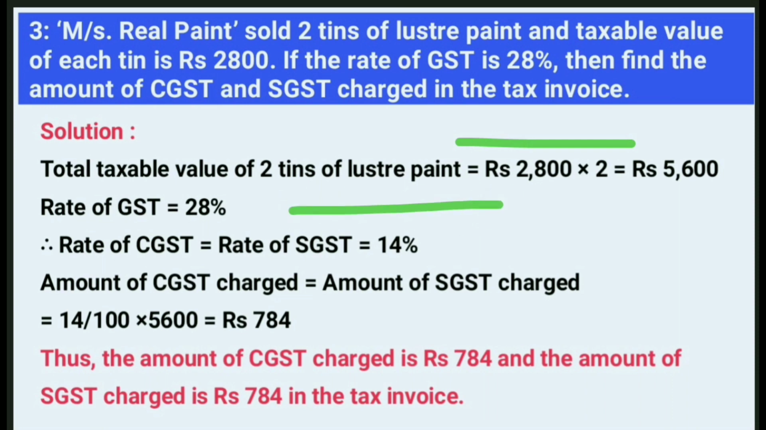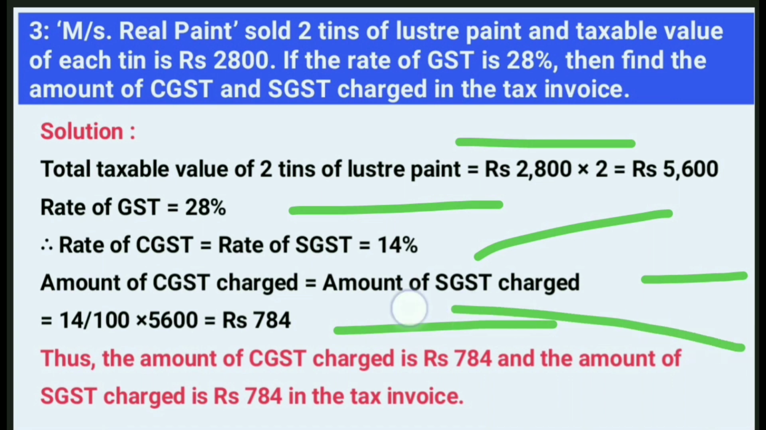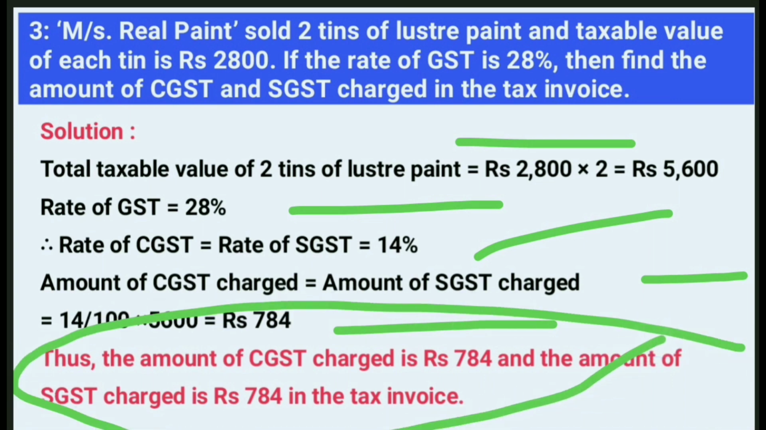So rate of CGST is equal to rate of SGST, that equals to 28% divided by 2, that is 14%. Amount of CGST charge is equal to amount of SGST charge, that equals to 14 divided by 100 multiply by 5600, that equals to 784 rupees. So हम लोग आंसर लिखेंगे, thus the amount of CGST charge is rupees 784 and the amount of SGST charge is rupees 784 in the tax invoice.